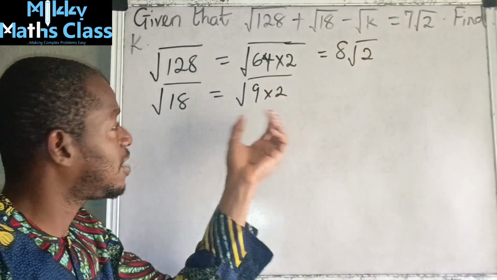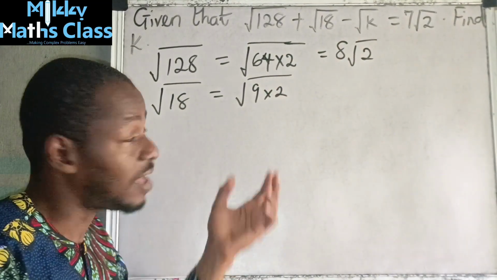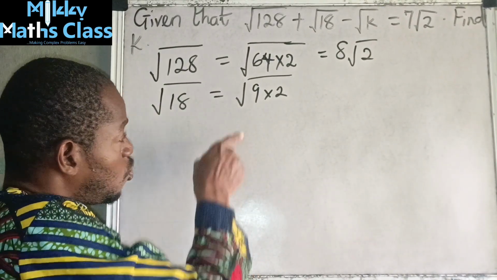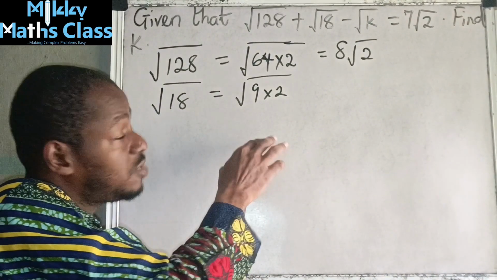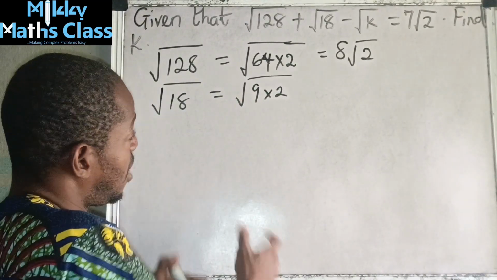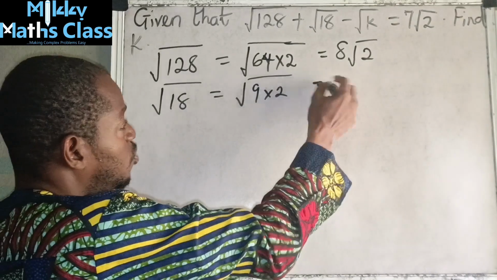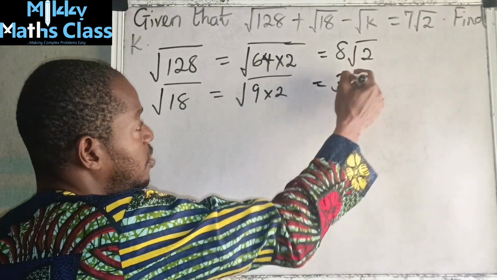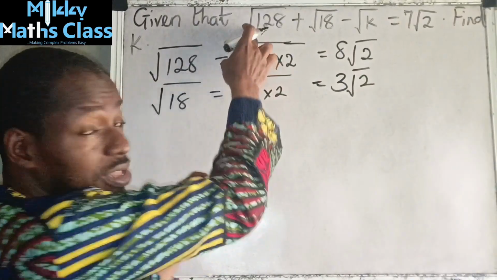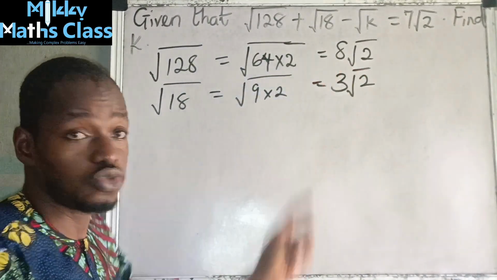Even though 6 times 3 can give me 18, I cannot use 6 and 3 because I cannot take the square root of 6 or 3. So I must look for a number whereby I can take the square root of one of them and split it with it. So the square root of 9 is 3, giving 3 root 2. So I replace this: root 128 is 8 root 2.